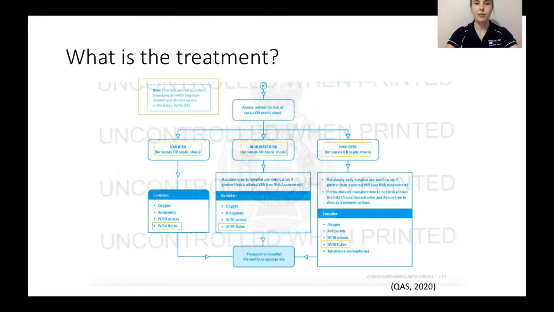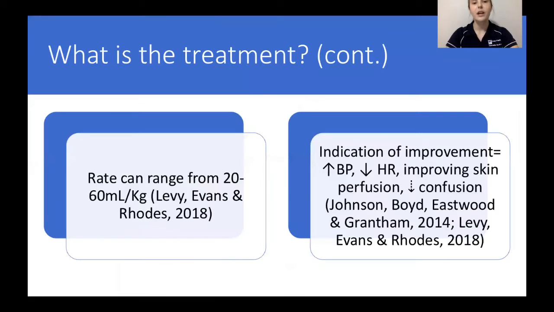What is the treatment in place? The first-line treatment of low to high-risk sepsis patients in the pre-hospital phase is aggressive fluid therapy with normal saline 0.9%. The minimum rate for intravenous fluid administration is 20 mils per kilogram, but 60 mils per kilogram has been given depending on the length of the pre-hospital phase.